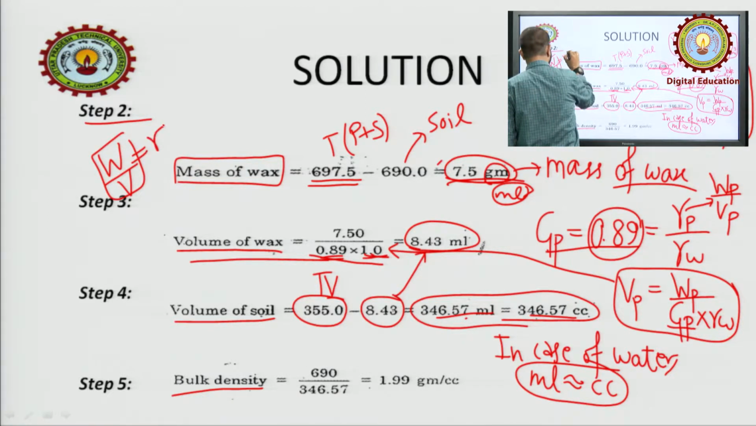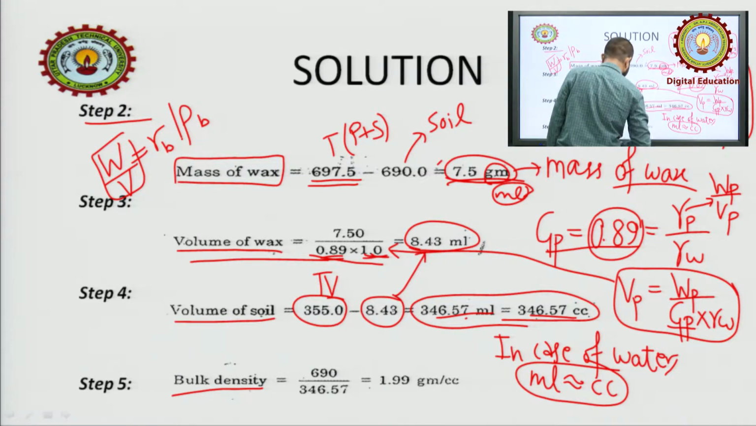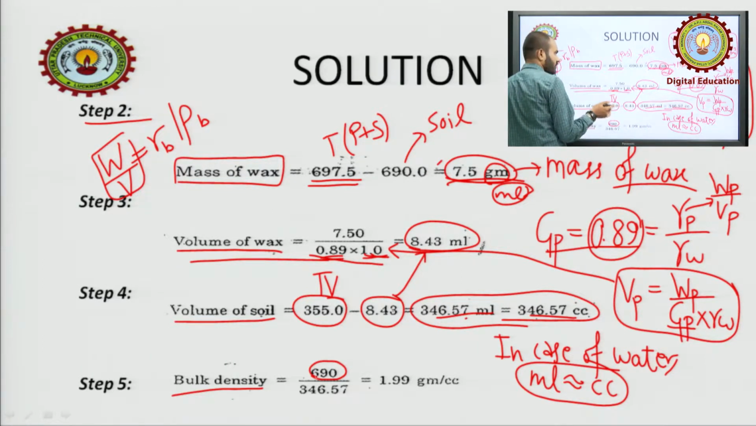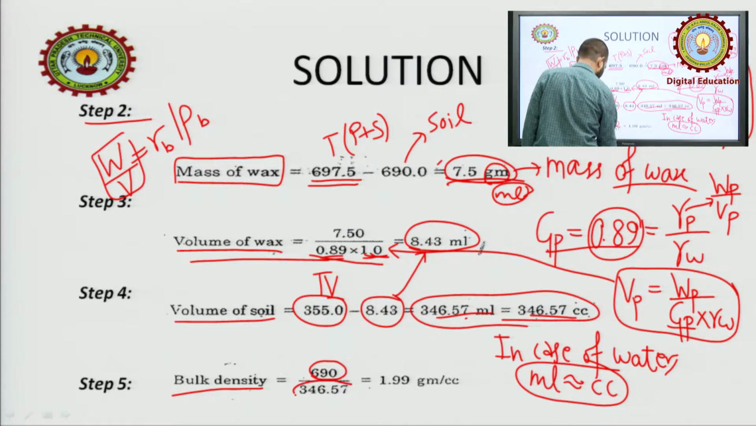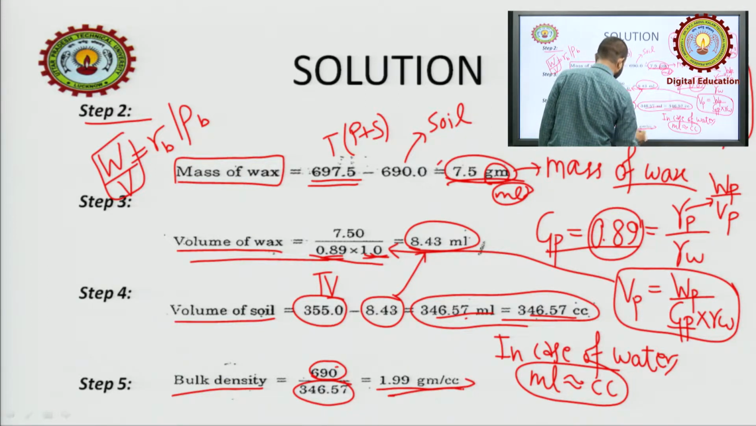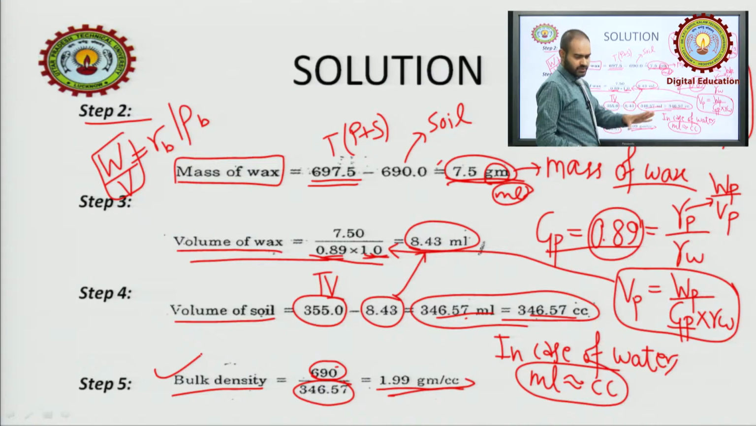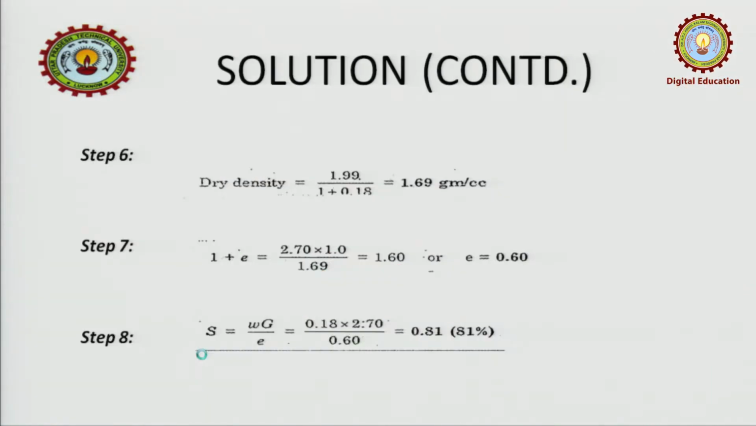This is bulk density, gamma b, or you can say rho b. In this case, this is the total weight of the soil, which was given in the question, and this is the volume which we just calculated. So W by V is your answer for bulk density. One part is completed. I think you have understood, so let us see how the other parts are calculated.